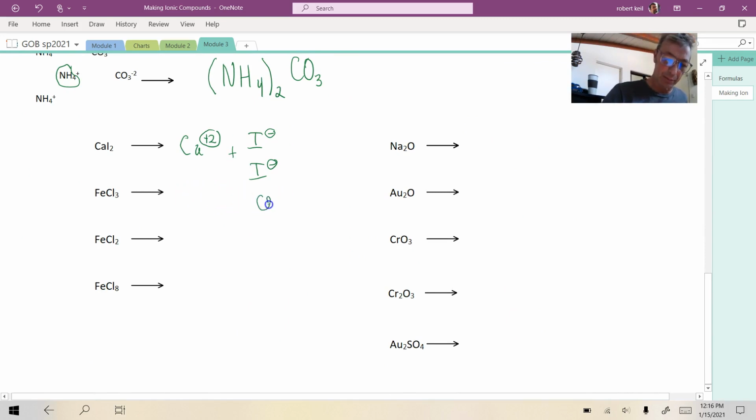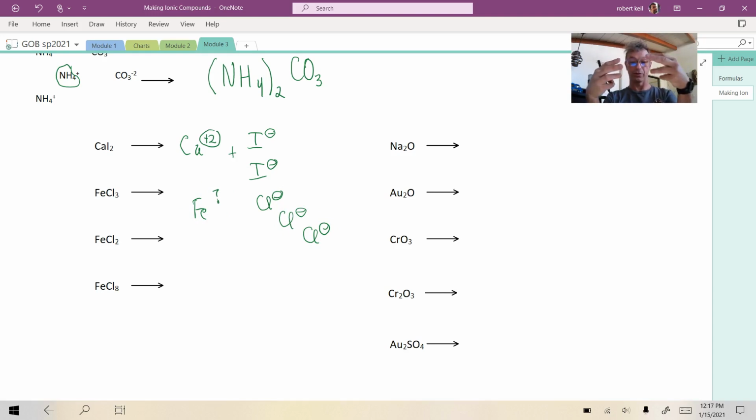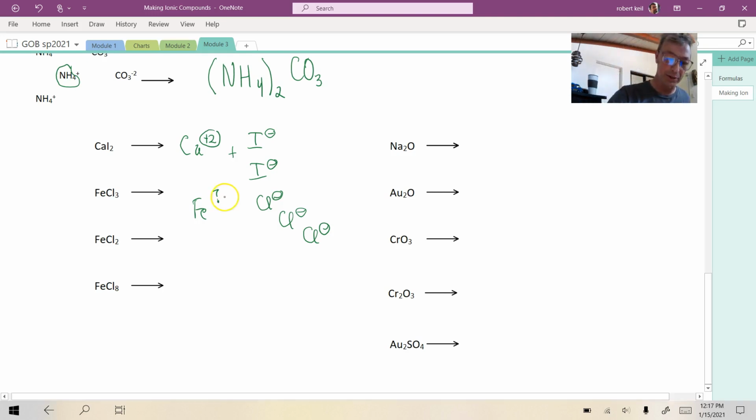Chlorine likes to make a minus 1 charge, and there's going to be 3 of them. So what does the iron have to be? Question mark. And obviously, if I have 3 negatives, what does it have to be to equal that? Well, it's going to have to be 3. So 3 to 3. So my iron must be, I realize, plus 3.